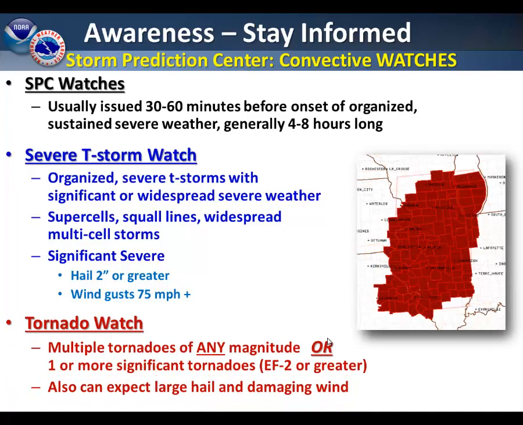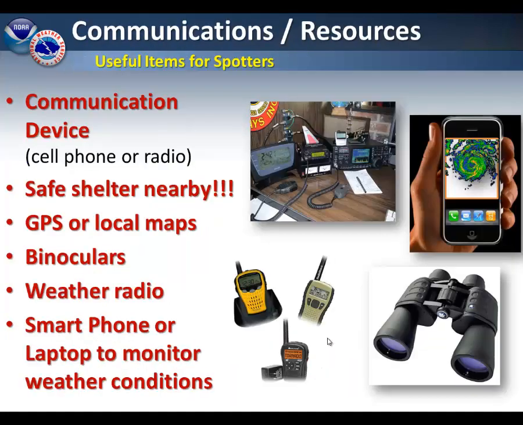They will issue a tornado watch when they expect multiple tornadoes of any magnitude, or a chance of 1 or more significant tornadoes, defined as being EF2 strength or greater. As with a severe thunderstorm watch, you can also expect large hail and damaging winds in areas where a tornado watch is in effect.